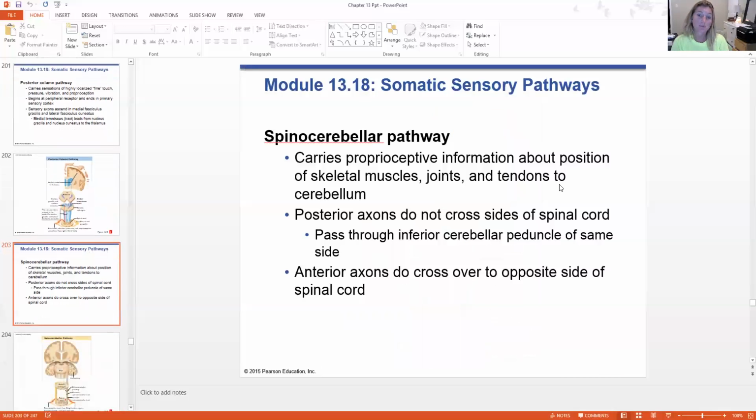receptors on them. The spinocerebellar pathway is carrying proprioceptive information about position of our skeletal muscles, which ones are bent, which ones are stretched, etc. Posterior axons do not cross sides of the spinal cord, so they just go through the peduncle of the same side, and anterior axons do cross over to the opposite side.